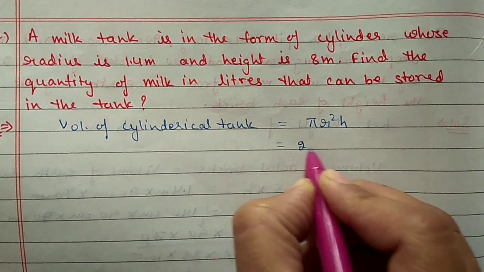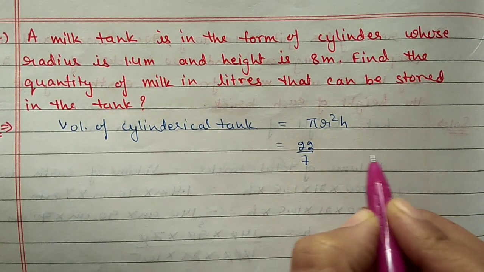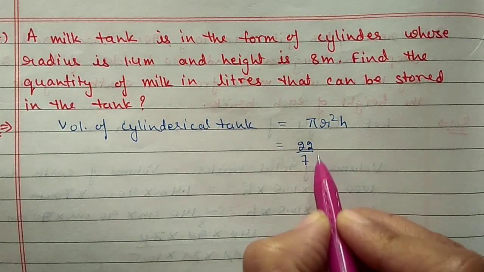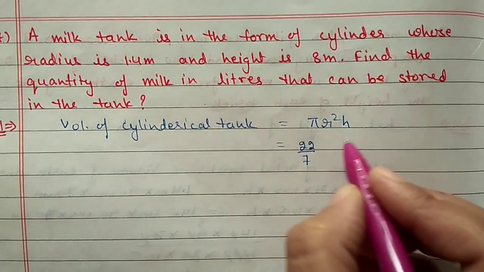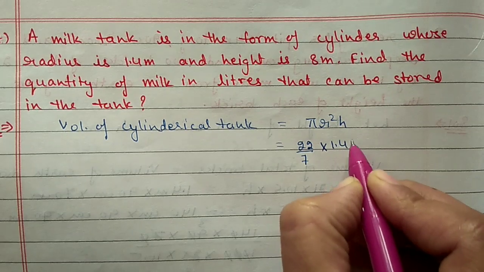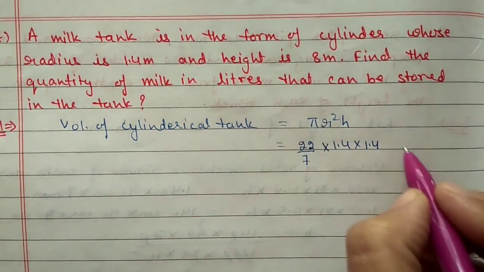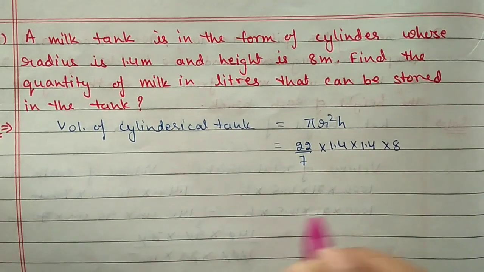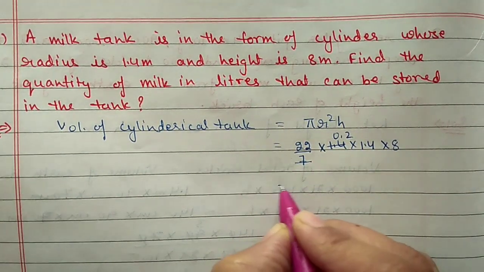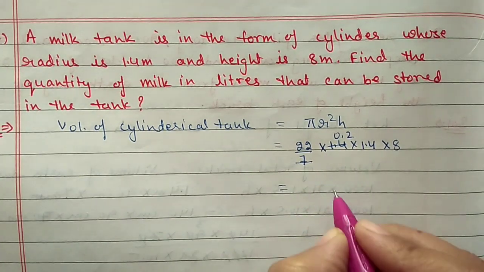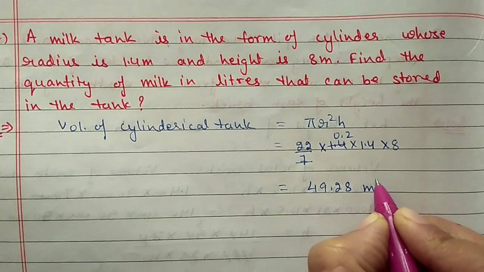Pi we have to keep 22 by 7. If 3.14 is given then only you will keep that value, otherwise 22 by 7. R is given here 1.4 meter. So r square means 2 times we have to take the radius, and height is given 8 meter. Now do the cancellation. 7 2 times it will cancel out, and multiply everything, you will get 49.28 meter cube.